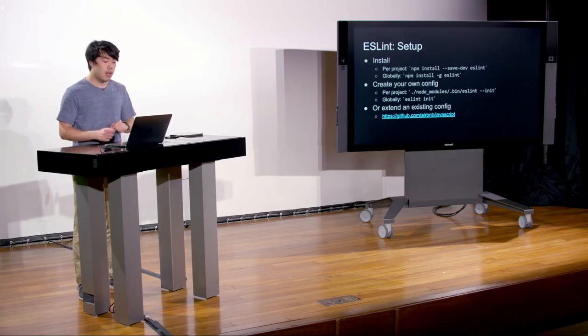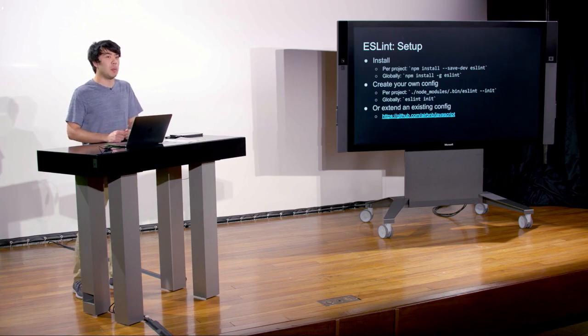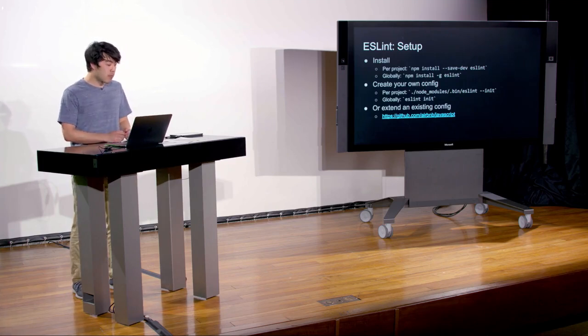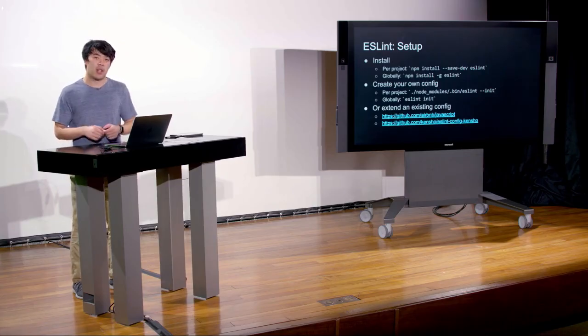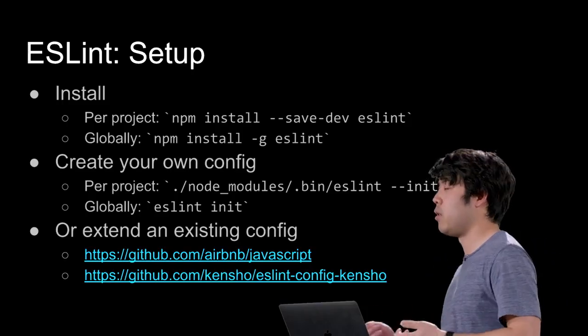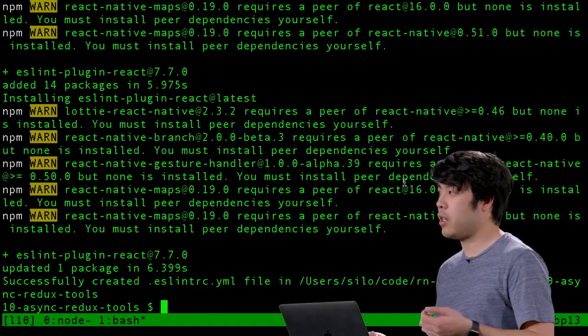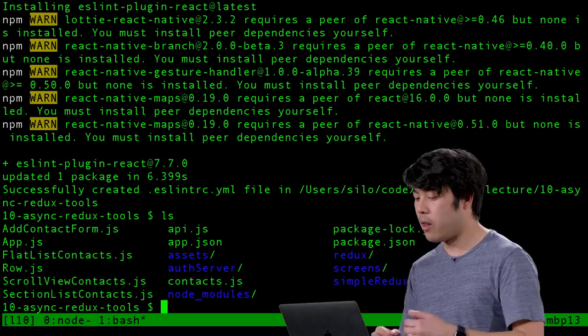So there's this thing called Airbnb's JavaScript style guide, which is a very, very popular one that a lot of people like to use. And there's also the one I prefer, which is the one that I use at our company called Kensho. And it's the style guide that I've been loosely following as I type in lecture. And so now that this is done installing, let's see what happened.